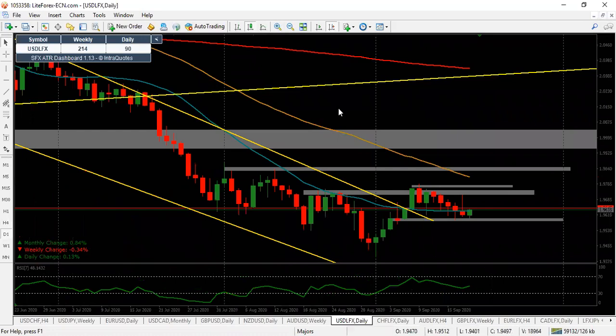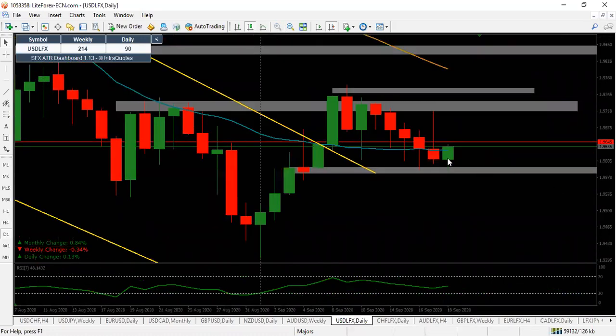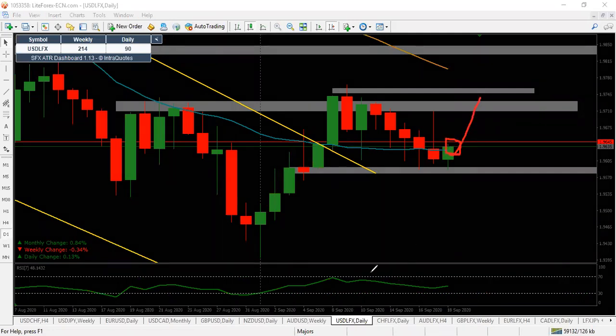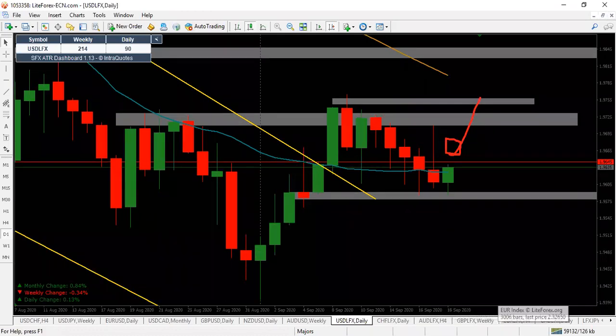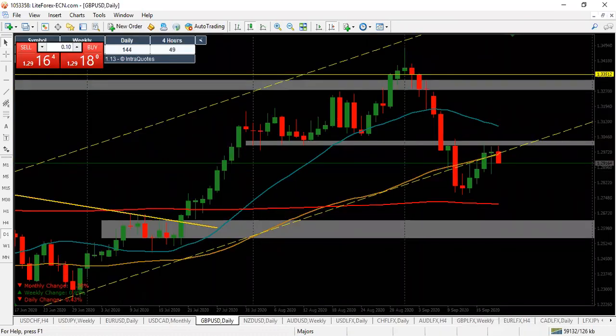Okay, so if we look at the next daily candle here, and if it's going to be bullish, we will just look for an opportunity to hop into a short trade on the GBP/USD, because definitely I am bearish on that pair. So I want to be looking for an opportunity to sell that pair.